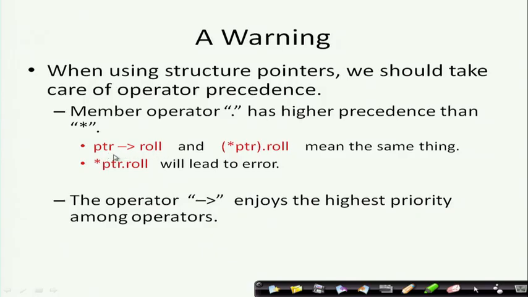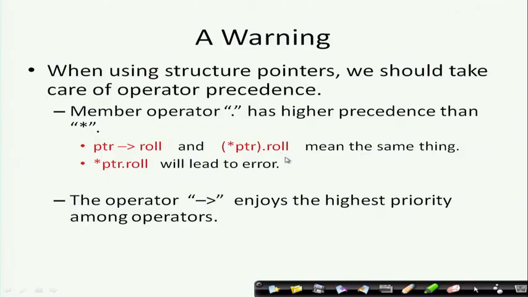PTR arrow role, PTR is a pointer and role is that particular field, and star PTR is that particular structure, and I am going to the role field of that structure. So, these two are equivalent, but if I had done this, that would be an error. Why? Because this dot operator has higher precedence than this star operator.